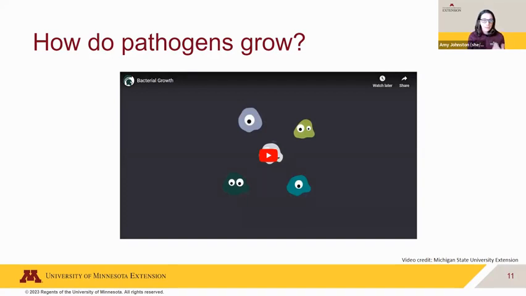So pathogens, specifically bacteria, can double in their number every 20 minutes if the conditions are right. So as the video showed, within a short period of time, the amount of bacteria present could increase to an amount that can make a lot of people sick.